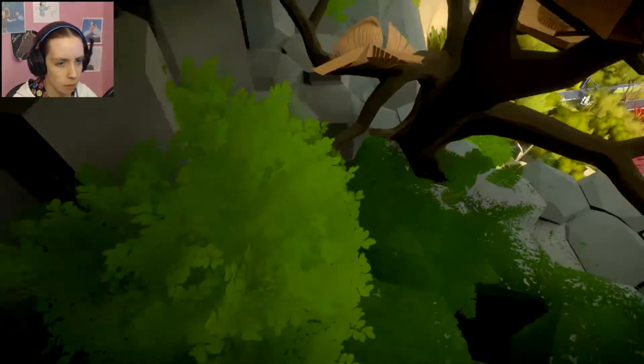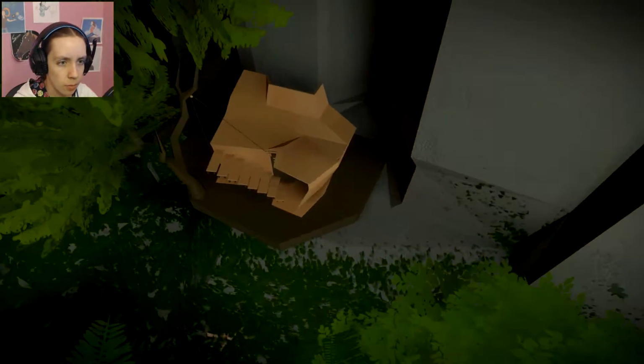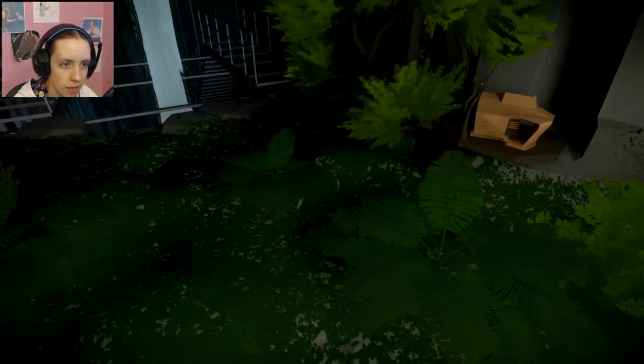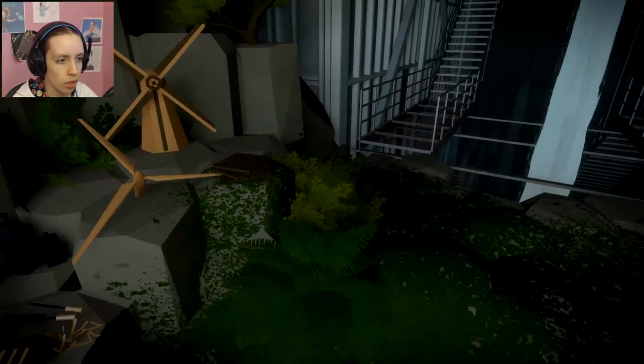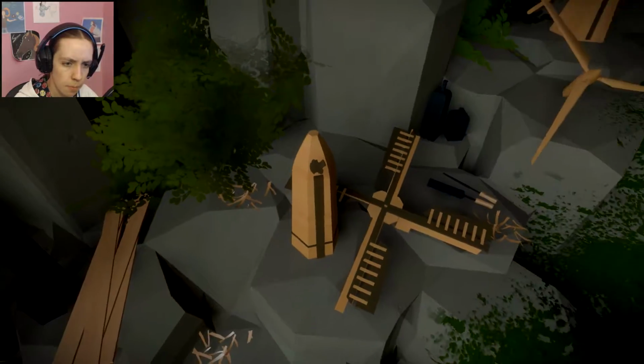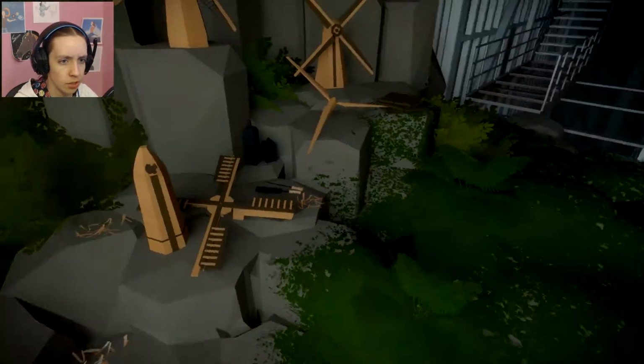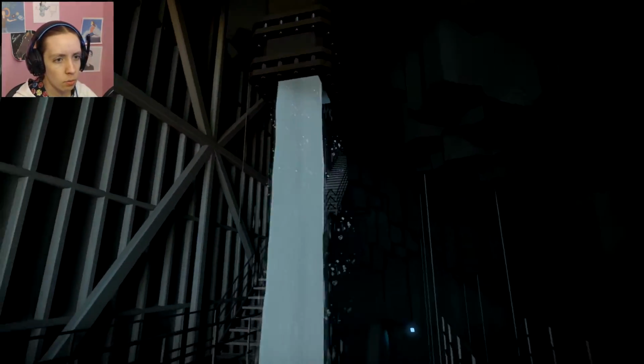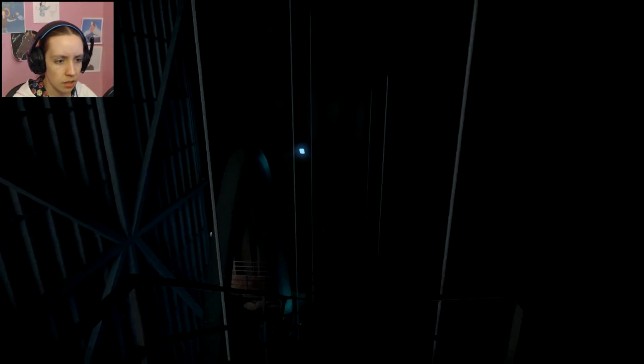Cool stuff. I don't see... I'm sure you guys are going to yell at me that I have missed an audio log here because this is definitely prime location for an audio log, but I do not see one. Let me know if I missed something. That looks suspicious. Okay, moving on. Ooh. Okay, waterfall, moving on.